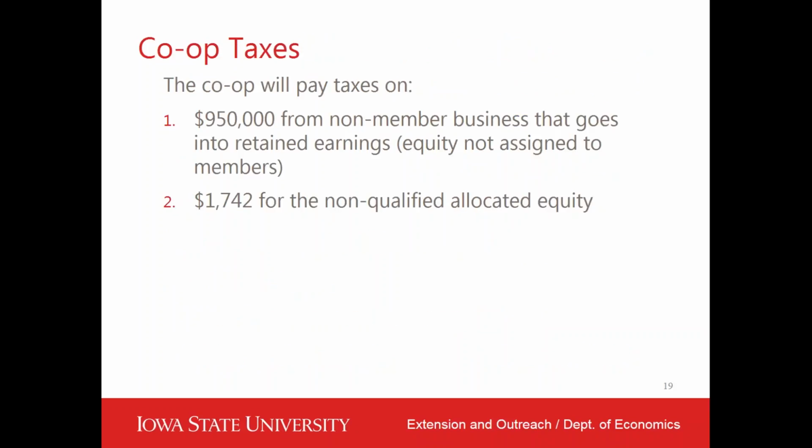What happens at the co-op level? Well, the co-op's going to pay taxes on that $950,000 that came from non-member business that went into retained savings. They're going to pay the taxes on that. They could alternatively choose to pay dividends out of that as well on preferred stock or other stock. And the $1,742 for the non-qualified allocated equity is also a tax liability for them in this year. So even though that's equity in Sarah and Steve's name, the co-op is going to pay taxes on it for now because it was issued in a non-qualified way.